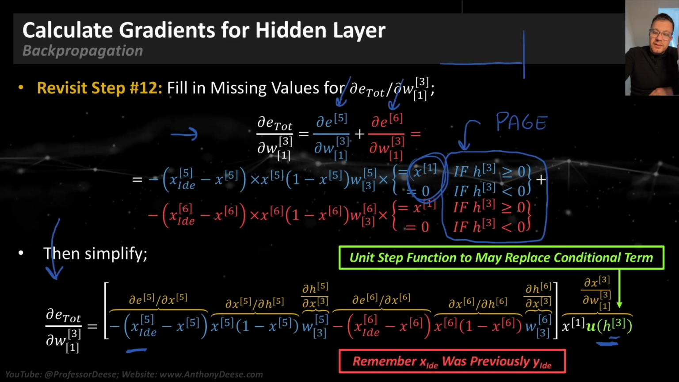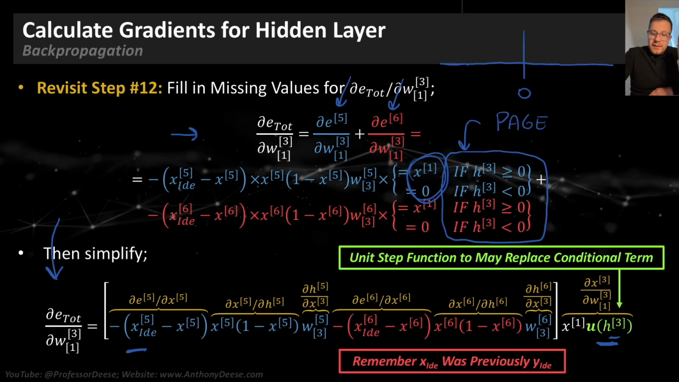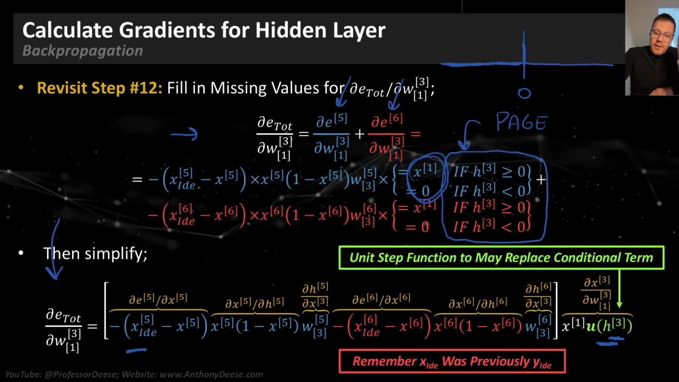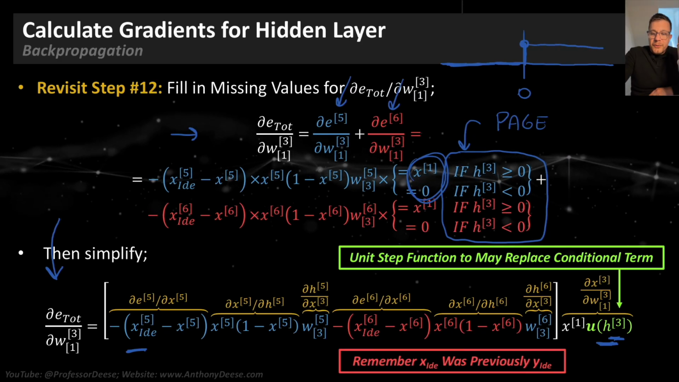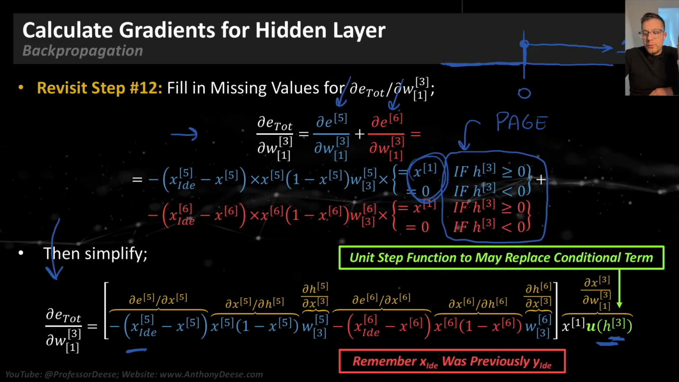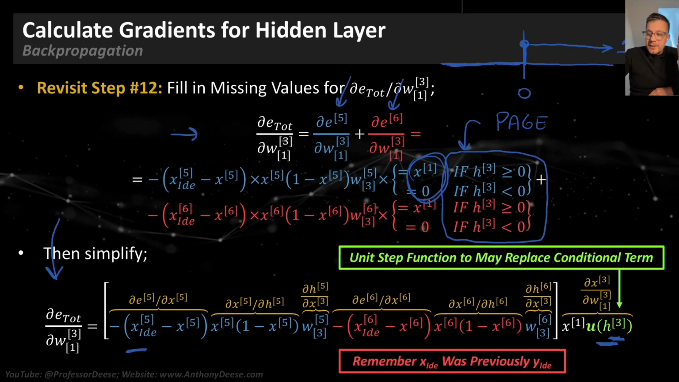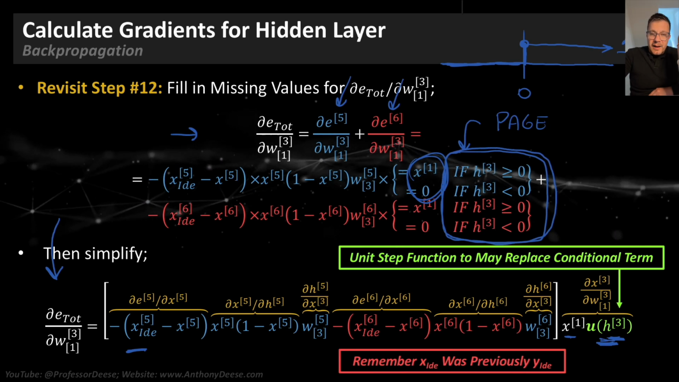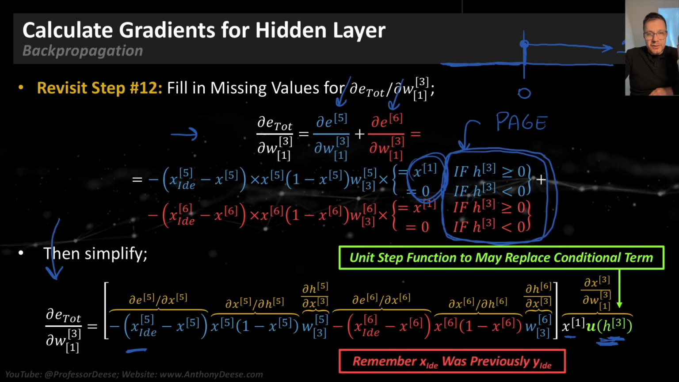Now, how does the unit step function work? Essentially, it yields a value of 0 whenever the input, h3, is less than 0. However, when it equals 0, it jumps up to 1 and spits out a value of 1 for any input value greater than or equal to 0. So essentially, by multiplying x1 by this unit step function, it behaves the same as these if-else piecewise functions did.